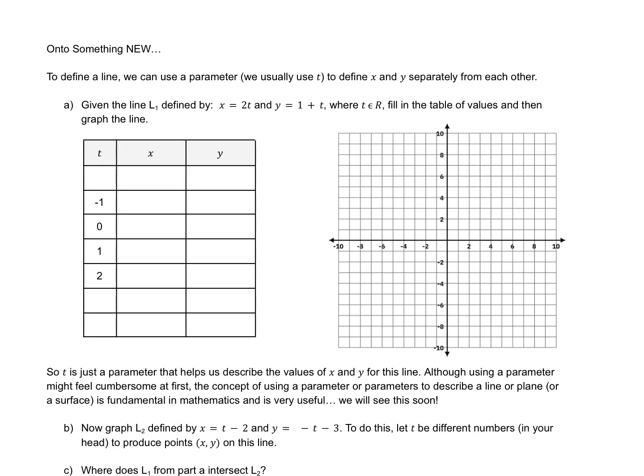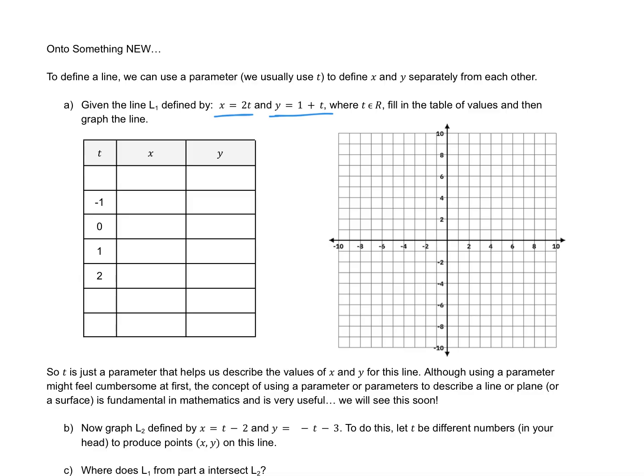So we're used to defining lines in y equals mx plus b or standard form. But this time we're going to define our lines using a parameter. We usually use t, but it could really be any letter. Just not x and y, because x and y are the coordinates. So what these parameters and these equations are going to do, we're going to have two separate equations, one for x and one for y. So this line is defined by x is equal to 2t and y is equal to 1 plus t, where t is an element of all real numbers.